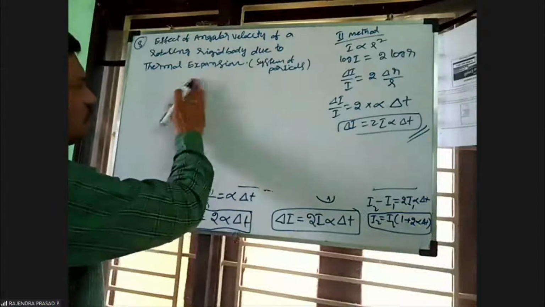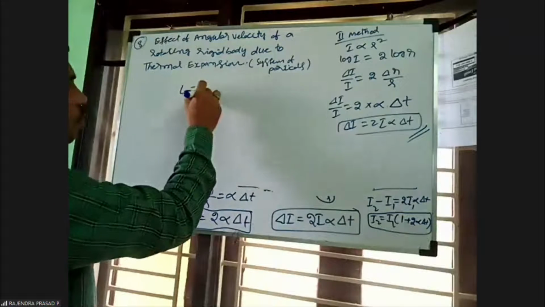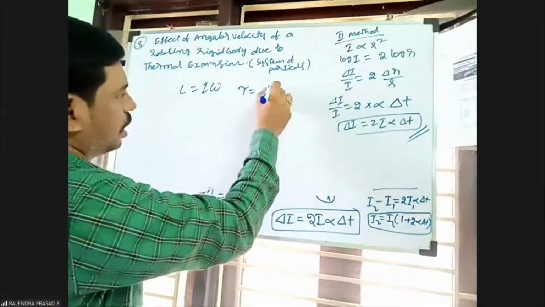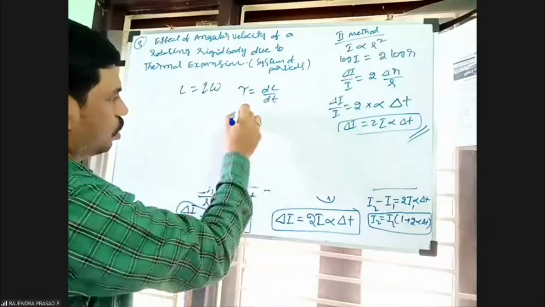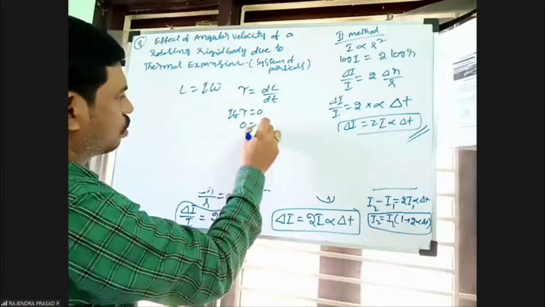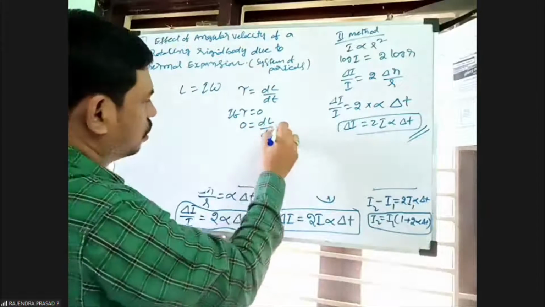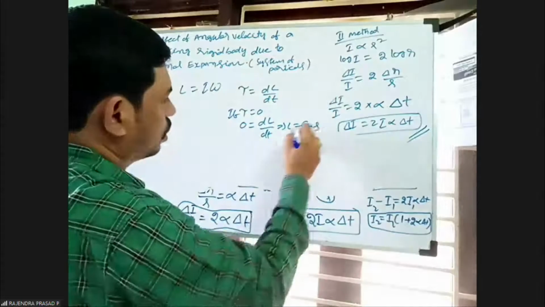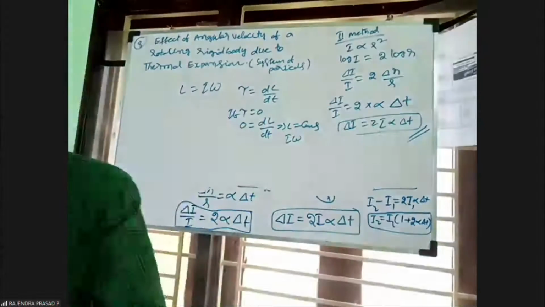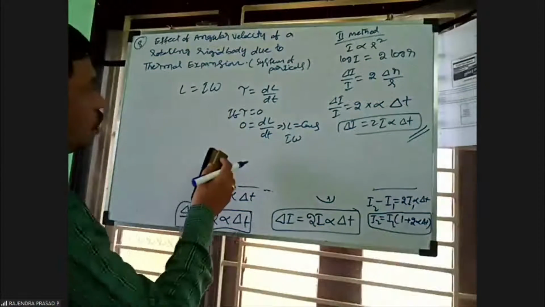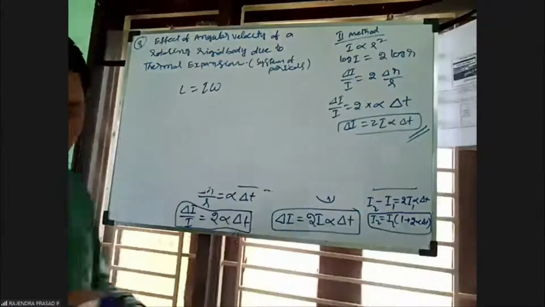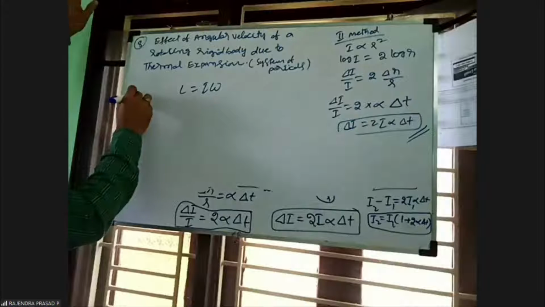The relation: L is equal to I omega. Tau is equal to dL by dt. If tau is equal to 0, then dL by dt is 0, which implies L is constant. So L, that is I omega, equals constant. Thus L equal to I omega is proven, where L is angular momentum.